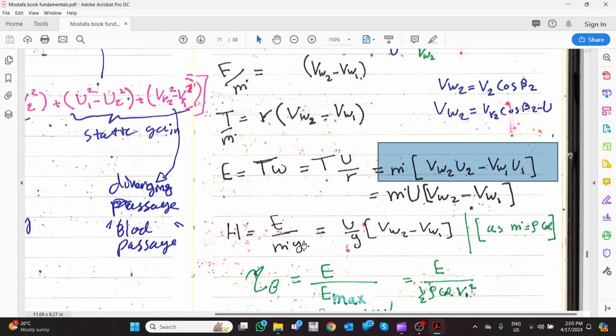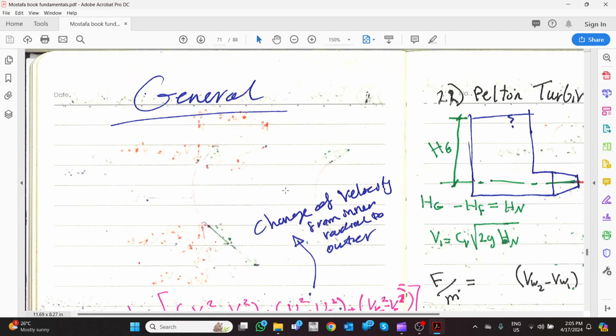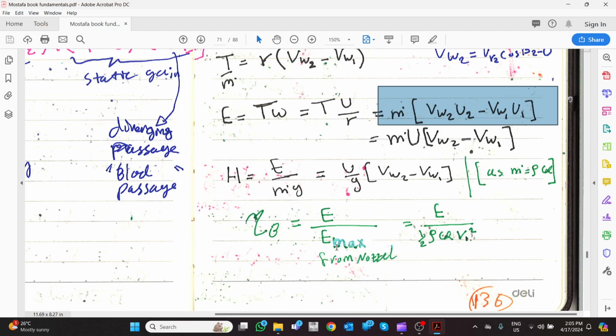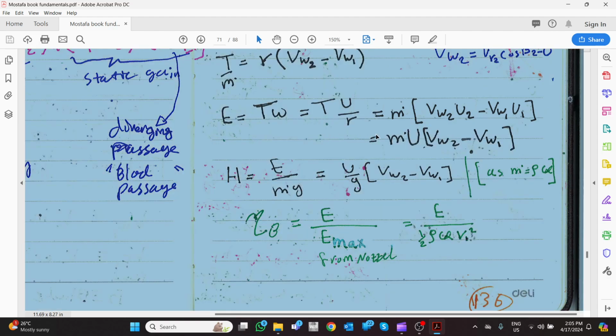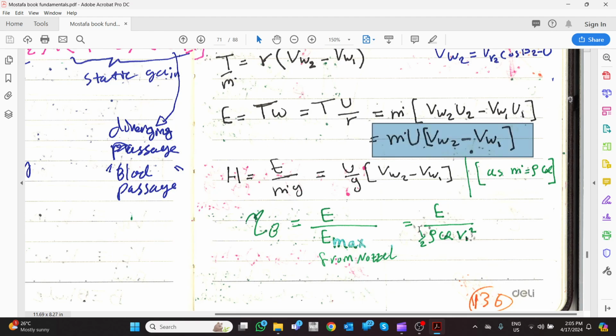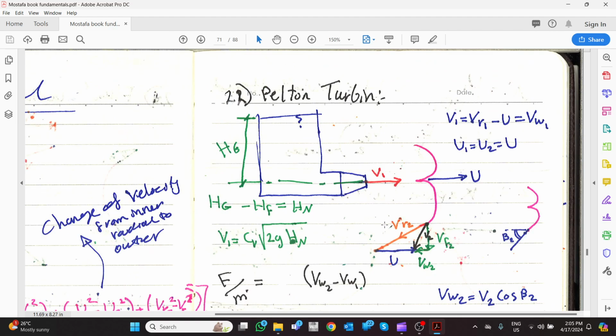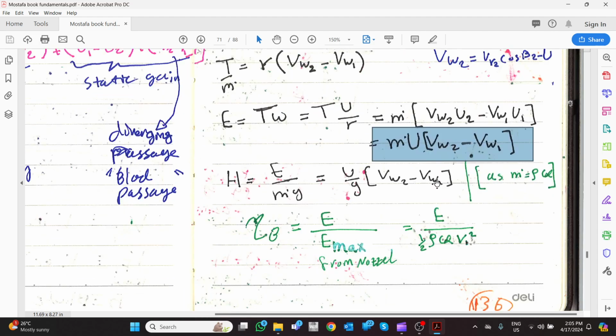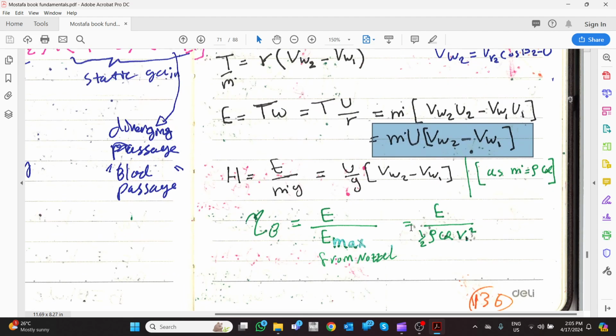Eta of the Pelton turbine. Okay, if somebody told you we need to check, without naming it even Pelton turbine, but what is the efficiency of this one? The efficiency of this one is very simple, it is how much energy I really got, which is from this equation, divided by how much energy I can take from the nozzle, which is half rho Q V1 squared. Of course, you tell me both are equal. No, this one is the energy coming from the nozzle.